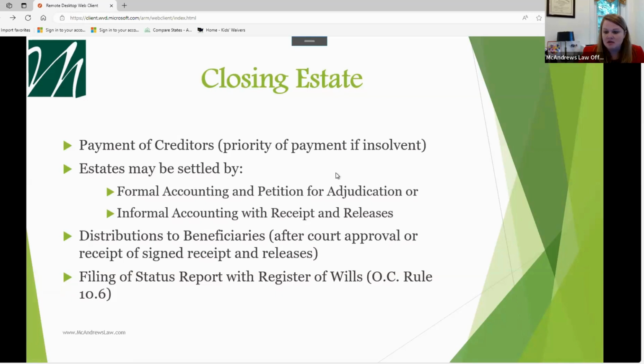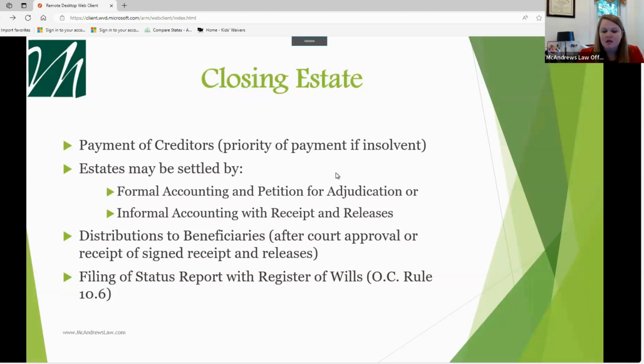The estate can be settled essentially two ways. You can do a formal accounting and a petition for adjudication that gets filed with the orphans court. There is a court hearing and it's a little bit more expensive. Typically we try to avoid this as long as everyone's getting along. The preferred way to settle the estate would be through an informal accounting.